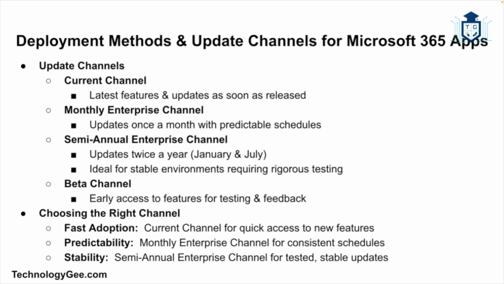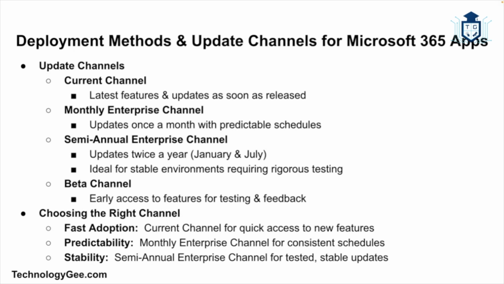We have what is called the semi-annual enterprise channel. This provides updates twice a year, in January and July, and this is ideal for stable environments requiring rigorous testing. And then we have what is called the beta channel, and this offers early access to features for testing and feedback. Now let's talk about choosing the right channel.